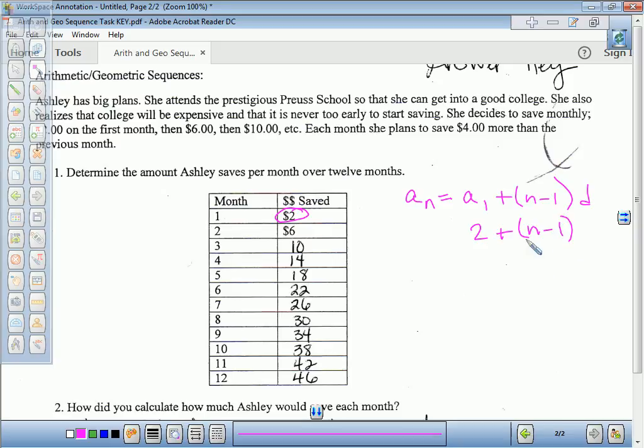N, in this case, would represent the number of months, or the position in the sequence. D is our common difference. Every month, how is it changing? We were increasing by 4, so it's a positive 4. Okay? So that's what this formula would look like. So if I wanted to know how much money I'd have 36 months into it, I would just plug in 36 right here. And that would tell me the amount after 36 months. Does that make sense? Okay, so that's how this works.